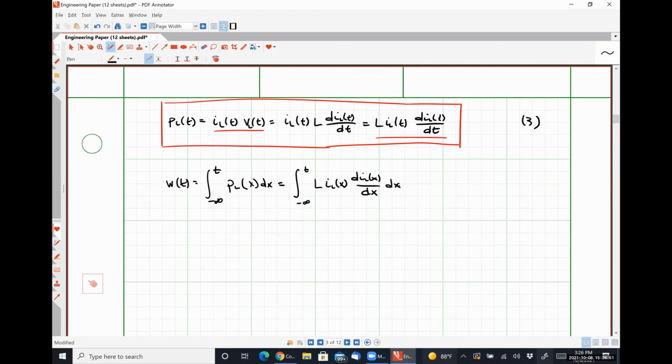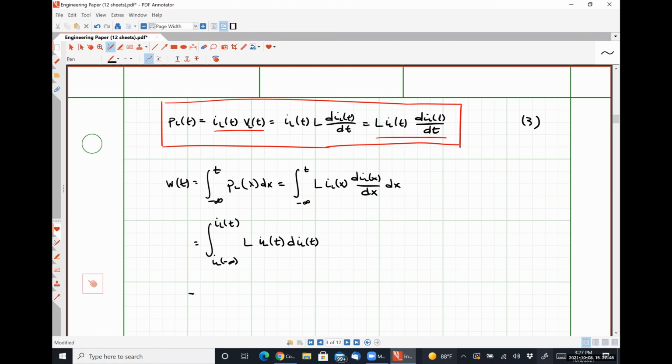So notice here, since we have the derivative with respect to x, and then we're integrating with respect to that same variable, those guys are going to wind up canceling each other out. And so this is going to turn into the integral from the current at negative infinity to the current in the present times L IL of t, dIL of t. Actually, no, I can do it as t now, sorry.